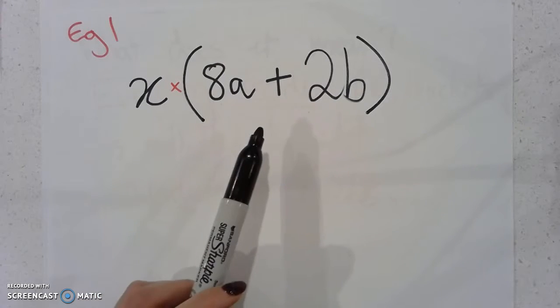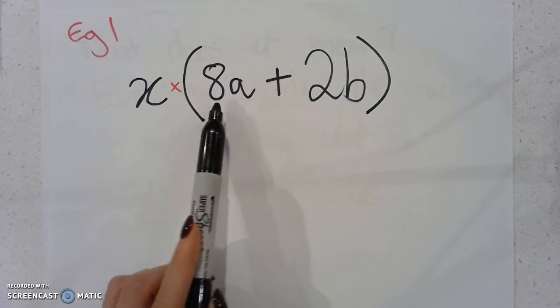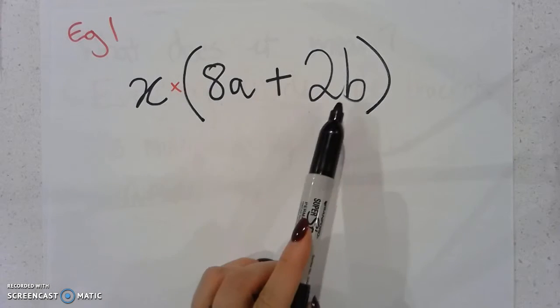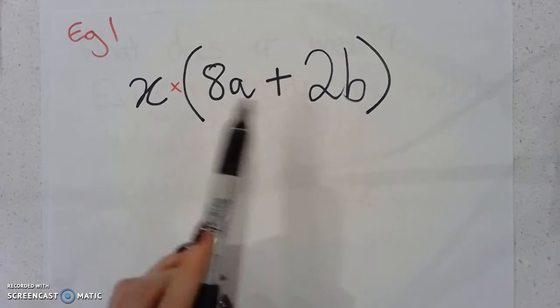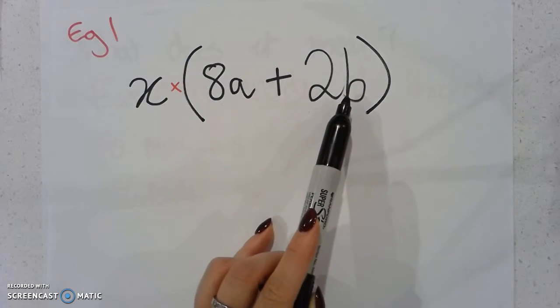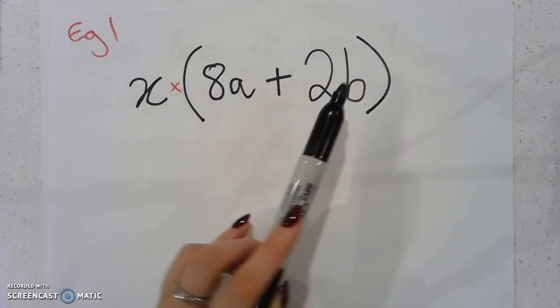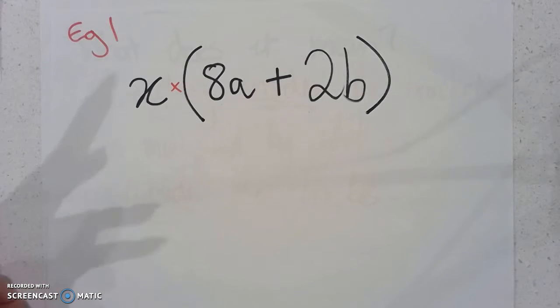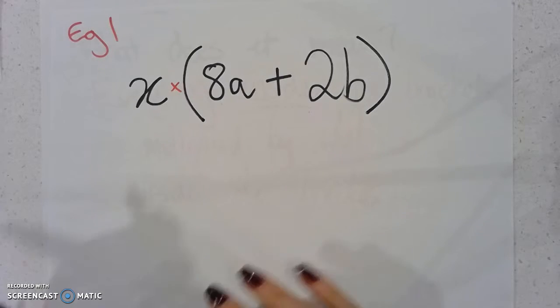But the thing is, we can't do that because we don't know what the value of a is. We don't know what the value of b is. We can't do these multiplications and then the addition, and therefore we can't actually calculate what's inside those brackets. So instead, to expand these brackets, we use the technique of distributive law.